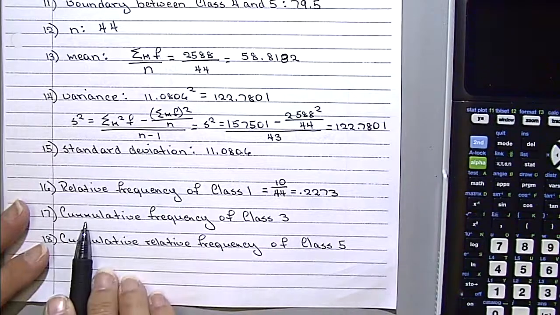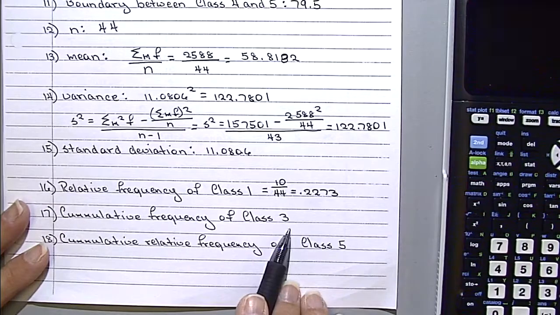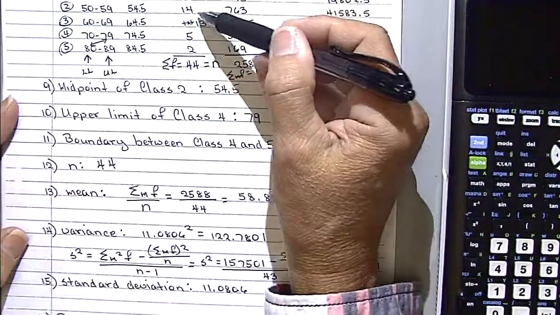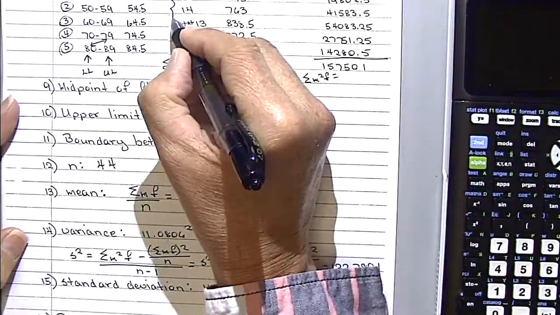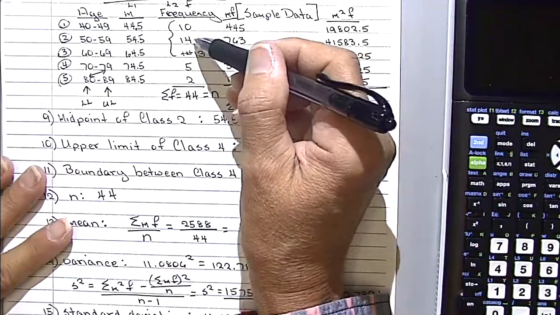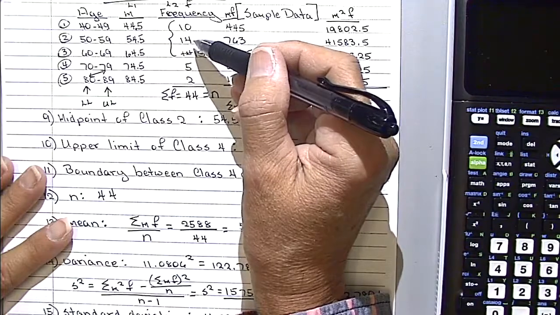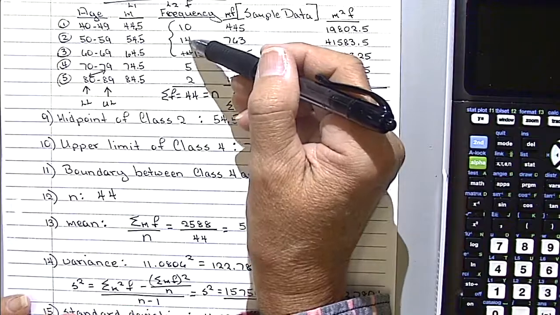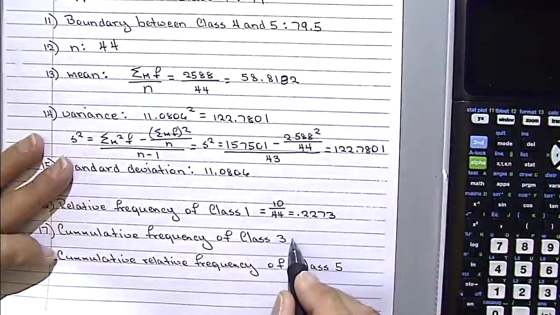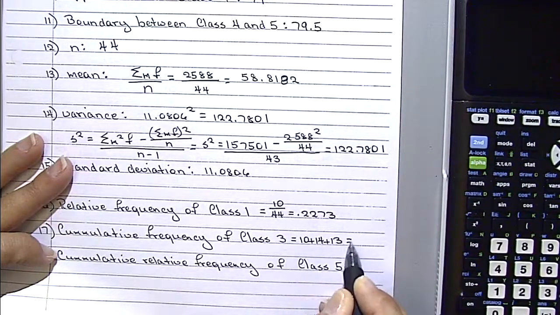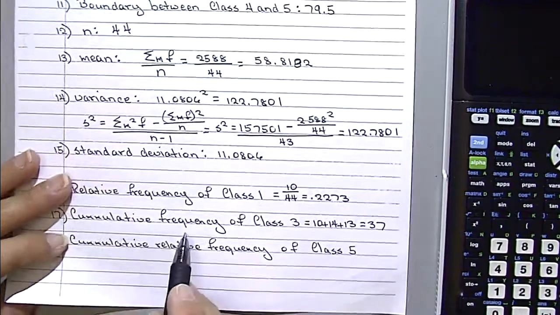What about cumulative frequency? Let's talk about it a minute. What's the cumulative frequency of class 3? So it's the frequency of class 3, class 2, and class 1. Exactly. Cumulative frequency takes the class we're interested in, the class we've been asked about, and adds the classes that come before it, right? It accumulates all the way down through class 3. So that frequency is 10 plus 14 plus 13, and that is 37.